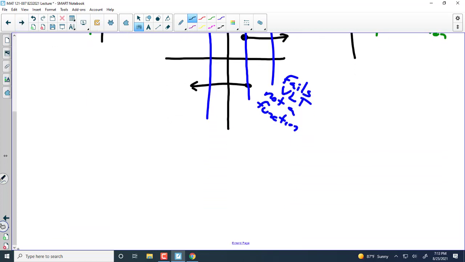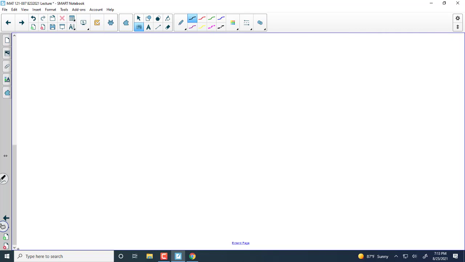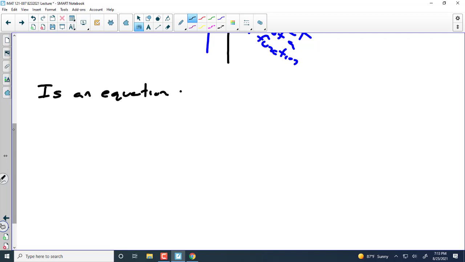Now graphs are fine because we can use the vertical line test, and most people do pretty well with the vertical line test once they get the hang of it. They just need to remember what it means when they hit it more than once or they don't hit it more than once. What can cause a problem is this question right here. Is the equation a function? If you're looking at an equation, is it a function?